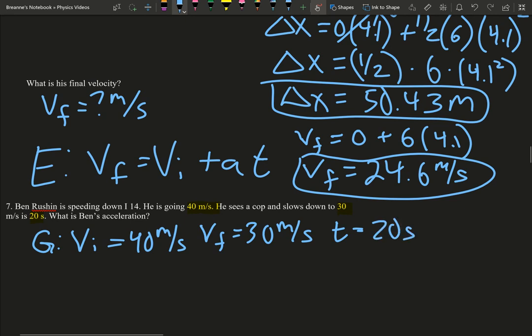So we have initial velocity, final velocity, and time. And our unknown is we're looking for acceleration.